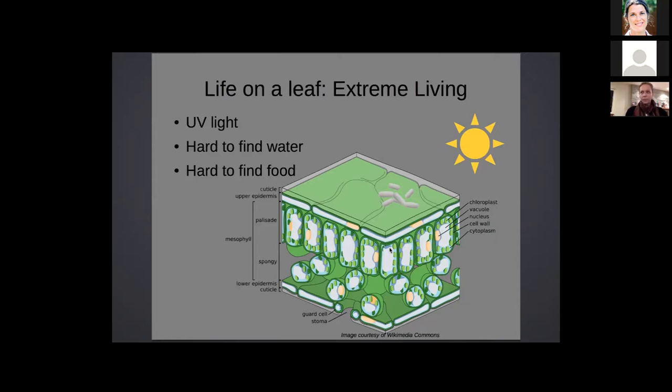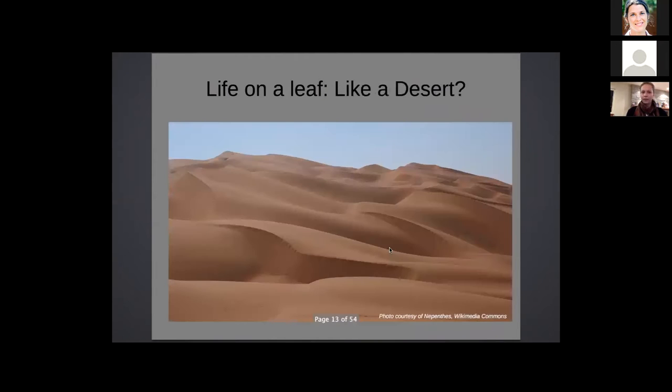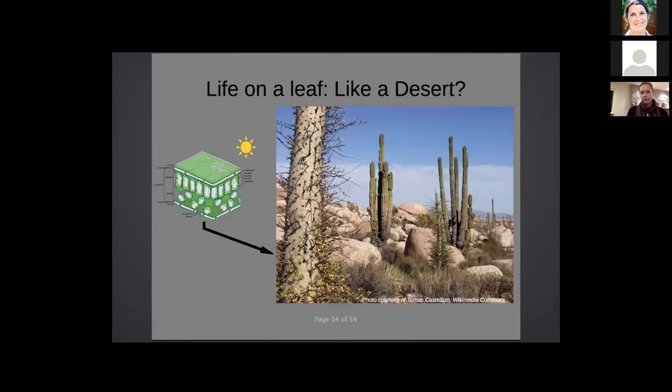So you might be listening to this and thinking, oh, hey, you know what that sounds like? Sounds like living in a desert, right? And yes, in many ways it is like living in a desert, but the desert surface of a leaf is not like this desert that we see here. It's actually a lot more like this desert.